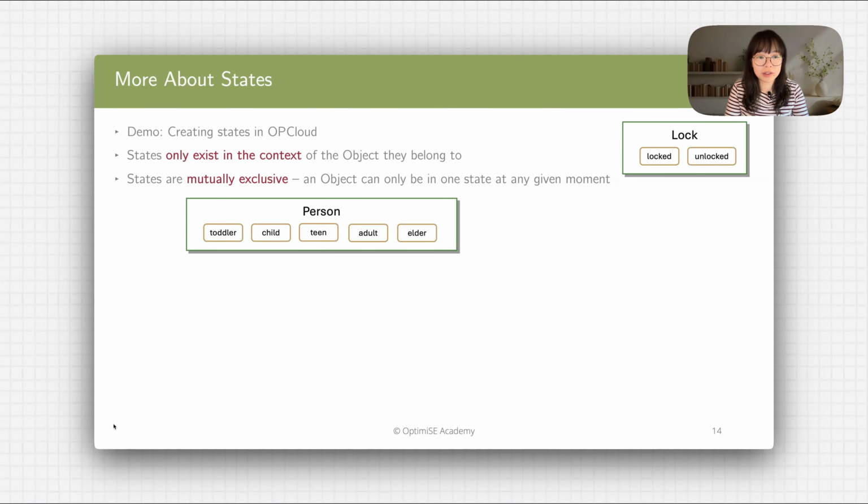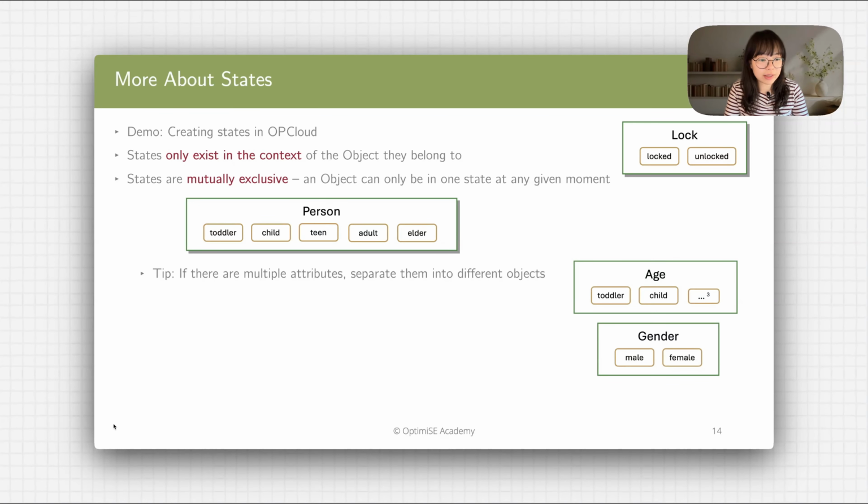Now, what if we have different descriptors for the person object? Besides age, maybe we want to also describe its gender as well. In this case, you would need to separate them into different objects. For example, we can have the age object as it is, with all of the life stages, and we can also create another object called gender with the states male and female. And then we can connect them using an exhibition link to the person object to indicate that these are the attributes person exhibits. By separating these different descriptors into different objects, we can make sure the states within these two descriptors are mutually exclusive. And together, this is known as a compound state.